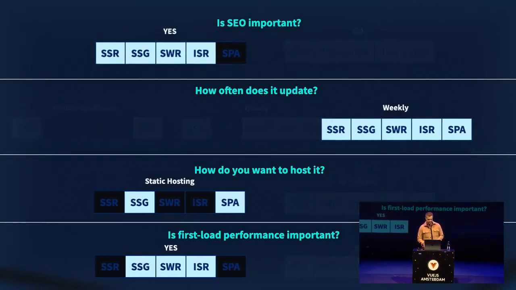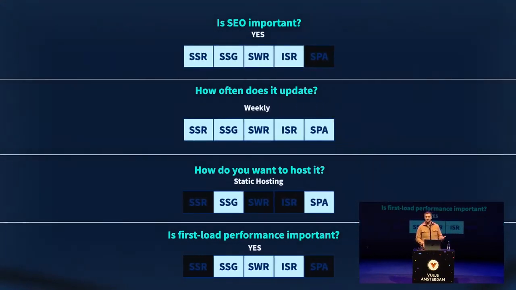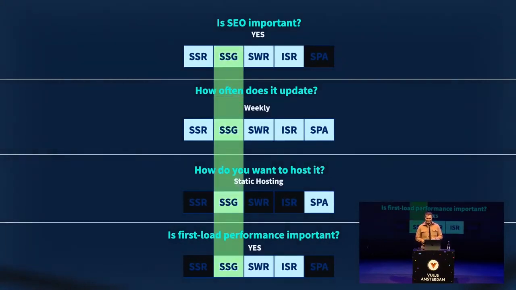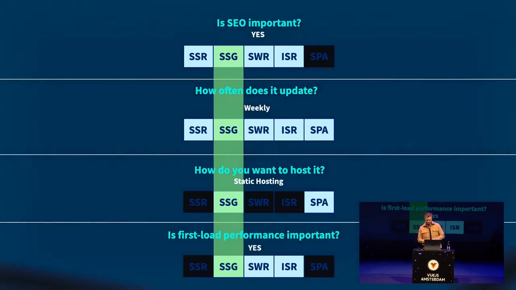In my use case, for ViewMastery, we're a content site. Of course, SEO is going to be important. Updates are made on a weekly basis. And so I would probably go for an SSG because I want it to be statically hosted, and first load performance is important for me. Alternatively, I could do a hybrid approach. Maybe my dashboard is an SPA, and then I have an SSG or ISR, something like that, for my content pages.